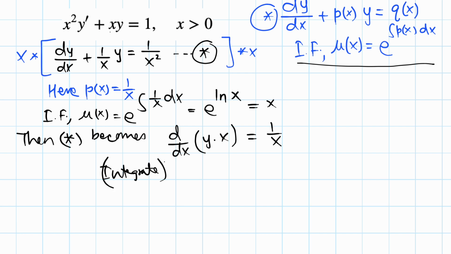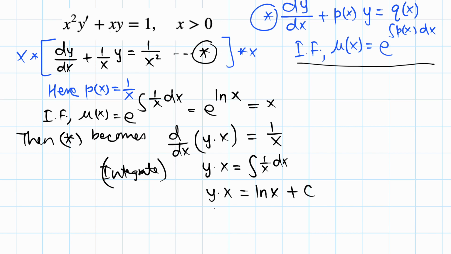Okay, that means we are left with y times x equals the integral with respect to x of 1 over x dx, and we can integrate this, which is natural log of absolute x, but x is positive, so we don't have to write the absolute value, plus some constant of integration, so y times x.